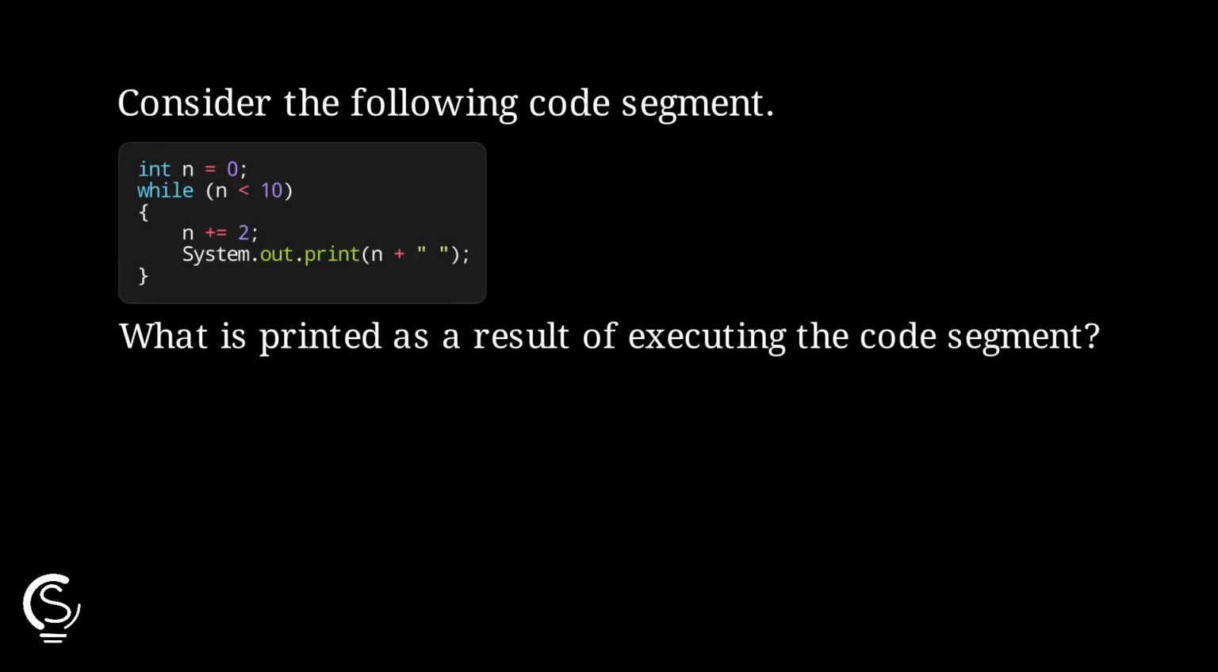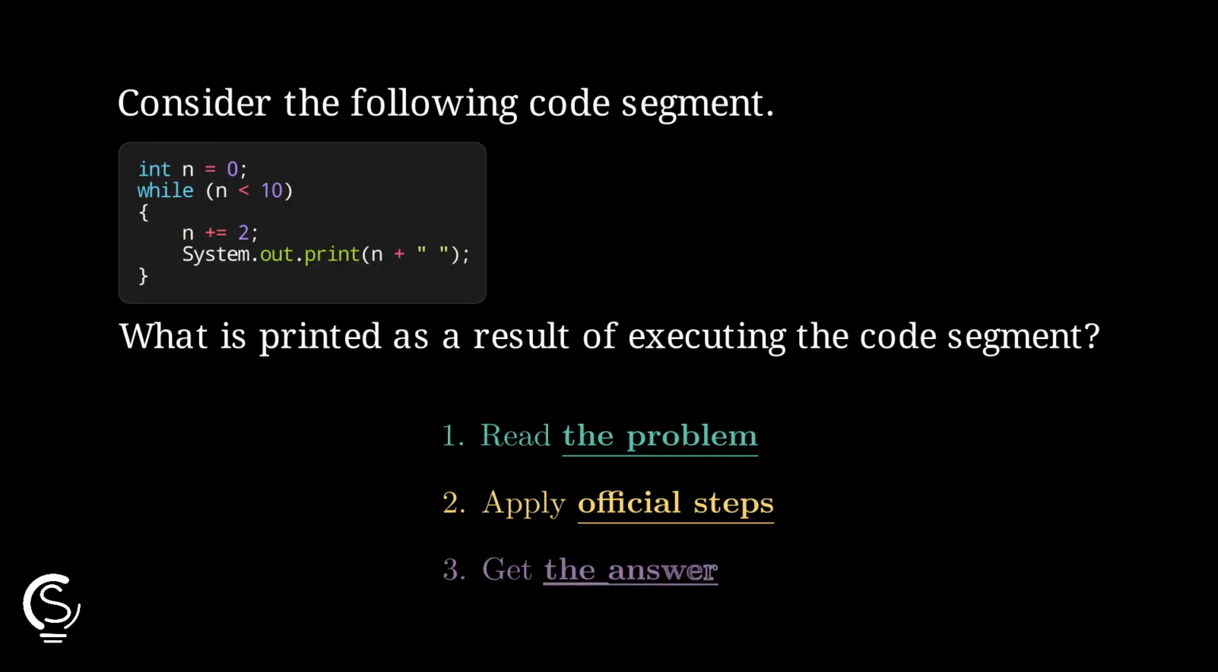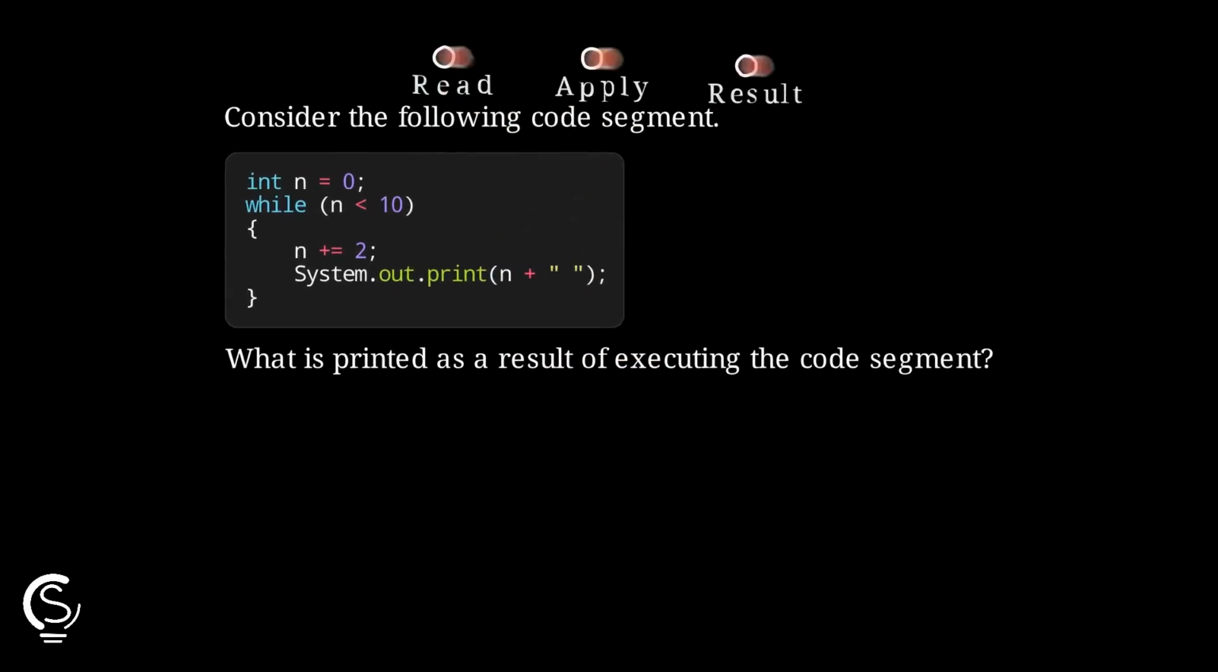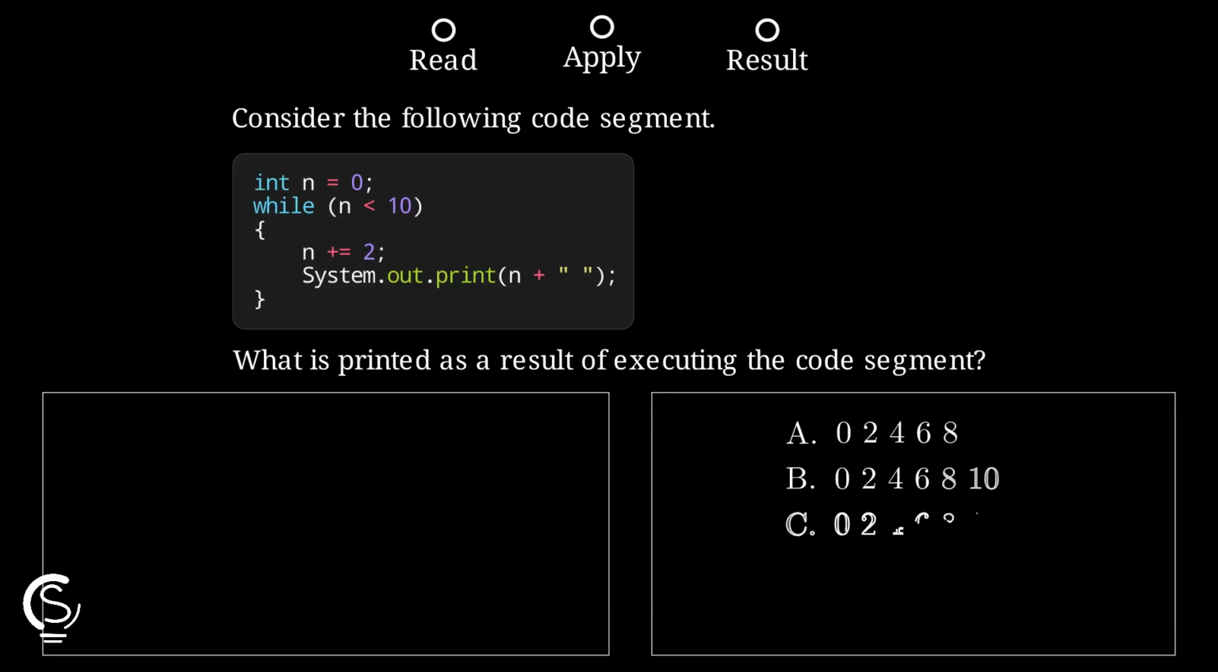Let's go! Java loops can be tricky, but we will master this code segment in seconds. Let's trace the variable n to find the correct output. We start with n equal to 0. The while loop checks if n is less than 10. Since 0 is less than 10, we enter the loop and add 2 immediately.